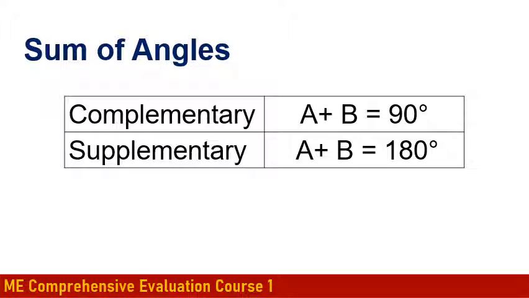The sum of angles can be two. We have complementary and supplementary angles. The angles are complementary if their sum is 90 degrees. On the other hand, the angles are supplementary if their sum is 180 degrees.